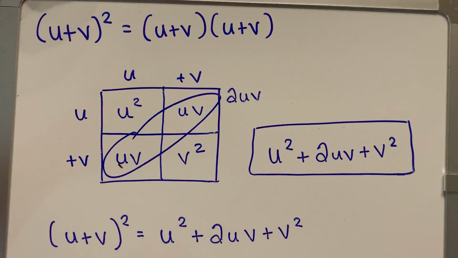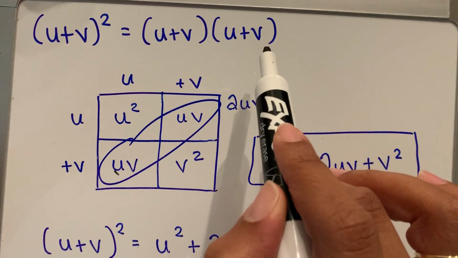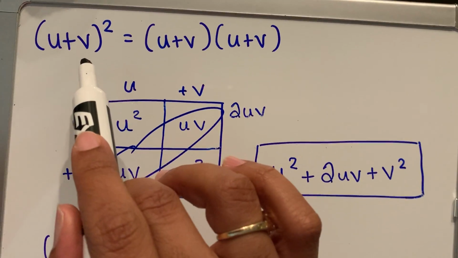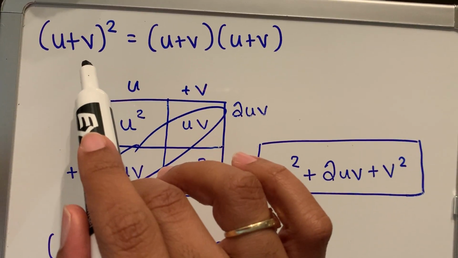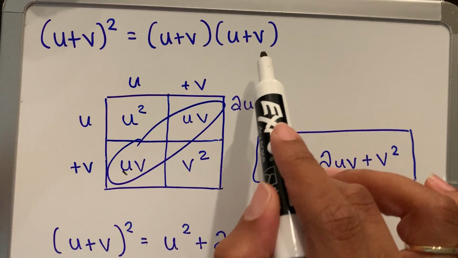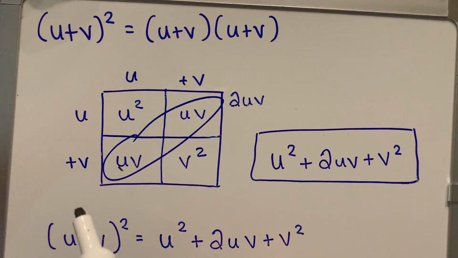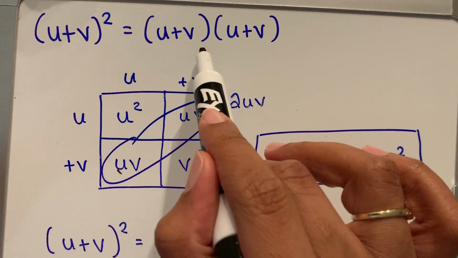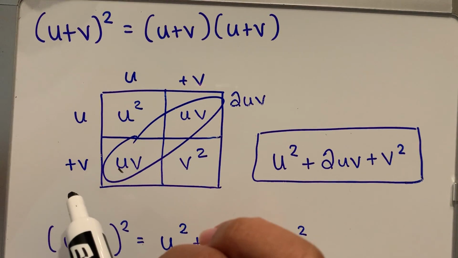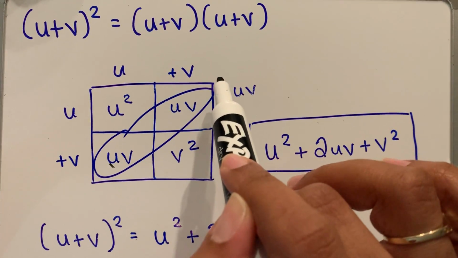Okay, so (u + v)² means that you're going to multiply (u + v) times (u + v). When you have something squared, you multiply it by itself. So I'm multiplying (u + v) times (u + v), okay? I'm going to use the area model, but you can also use the full method. So I have u + v on one side of the area model, and I have u + v on the other side of the area model.